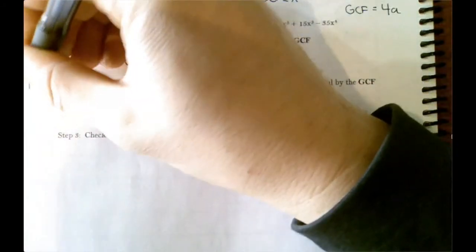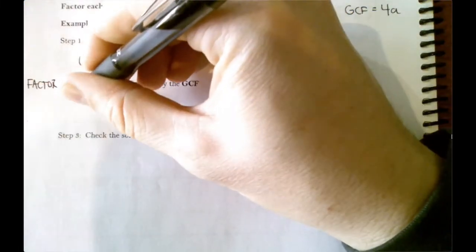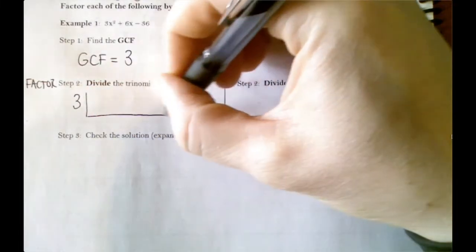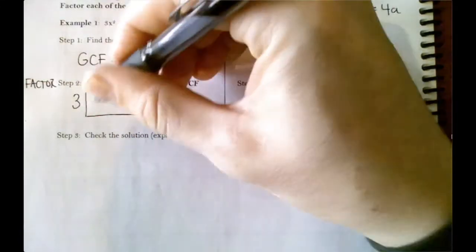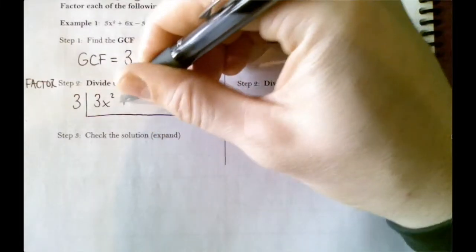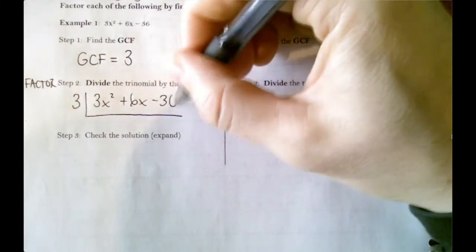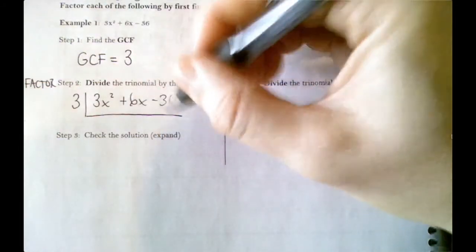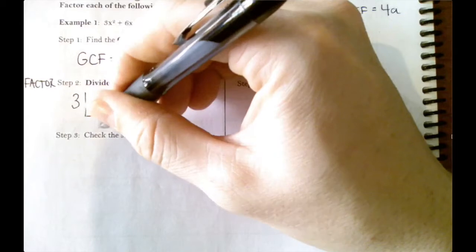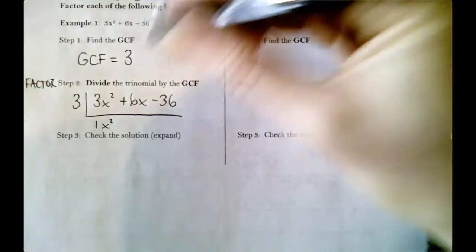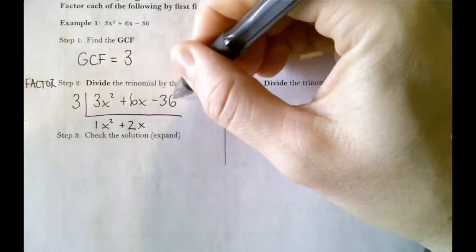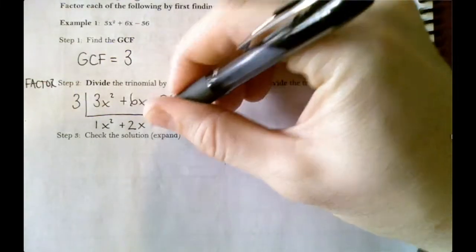Now to actually do the factor step, what we do is we take the number 3, our greatest common factor, and we do an upside down division sign. And then we write our expression, 3x squared plus 6x minus 36. And now you divide each of these terms by 3. 3x squared divided by 3 is just 1x squared. 6 divided by 3 is 2x. And negative 36 divided by 3 is negative 12.